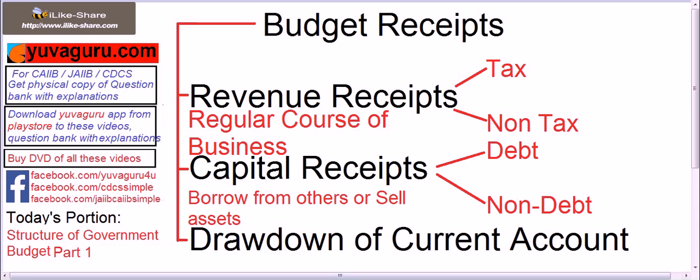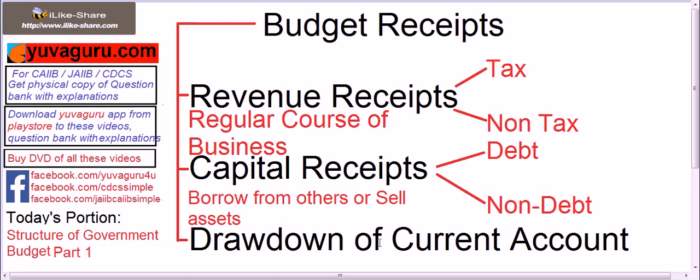Now let's understand this. Revenue means regular course of business. Capital means not regular course of business. Like if a shopkeeper sells goods and earns money, that is his business, then that's a revenue. But if he sells his furniture or his refrigerator, then that's a capital receipt. That's not a regular course of business. Similar is the case with government. We'll study that. Third is drawdown of current account.